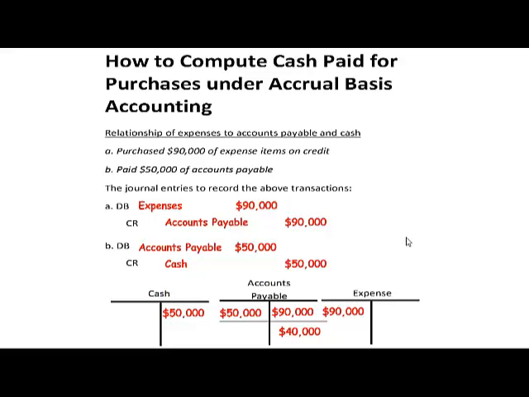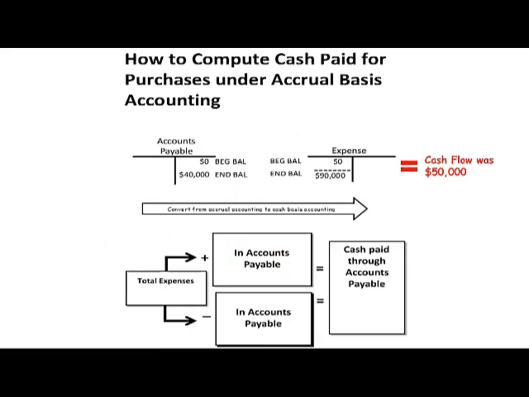So with that, again, if you understand the debit and credit relationships, that's fine. If you don't, there's a formula for that. Let's go on to the next slide and take a look at it. Here's the formula down here. And again, it's total expenses, plus or minus an increase or a decrease in accounts payable. So let's take a look at that decrease and increase box.